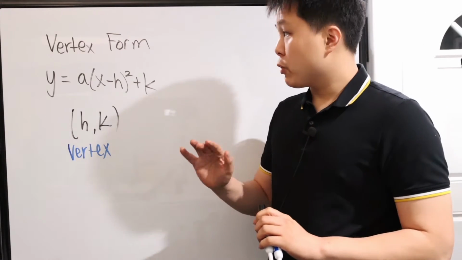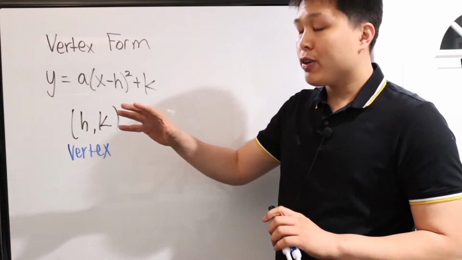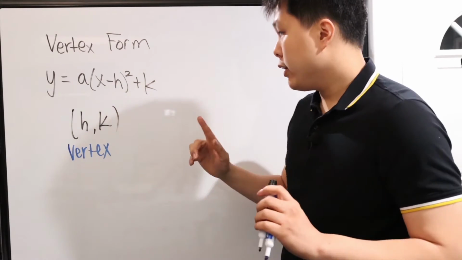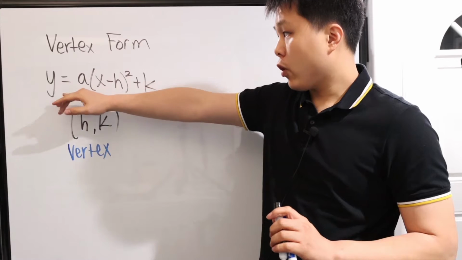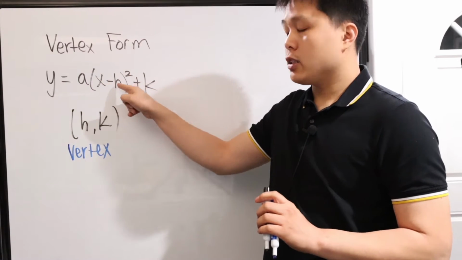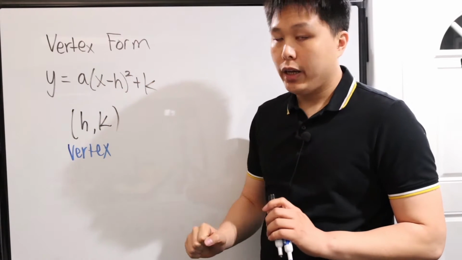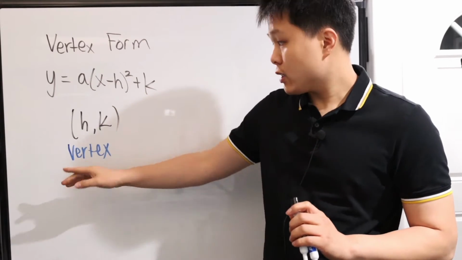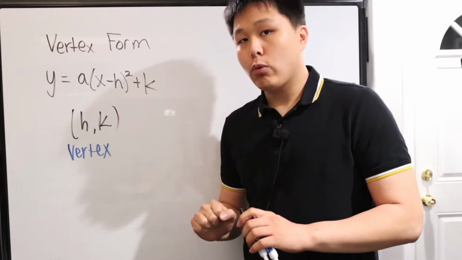For today's topic, we're going to talk about vertex form and how it helps you graph quadratic equations, or parabolas. Here is the equation for vertex form: y equals a times (x minus h) squared plus k. We know that h and k are the coordinates of the vertex. H is the x coordinate, k is the y coordinate.